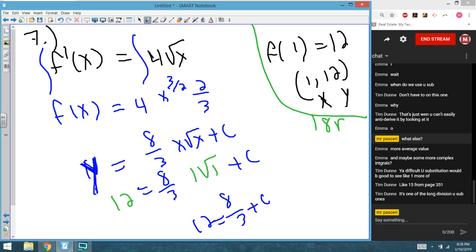So 36 over 3 would be the best. If I want 36 over 3, I think I need 28 over 3 here. So c would be 28 over 3. I just solved that simple equation. So c is 28 over 3.